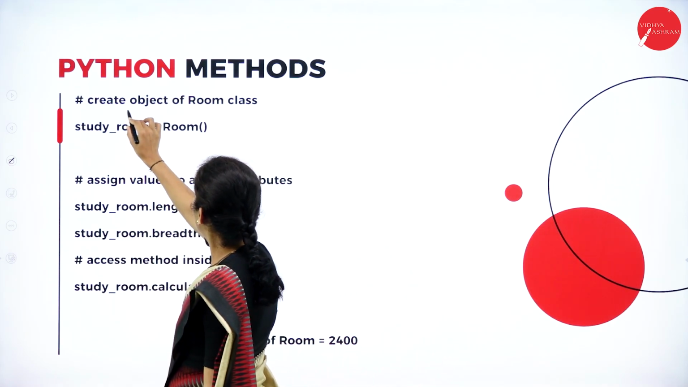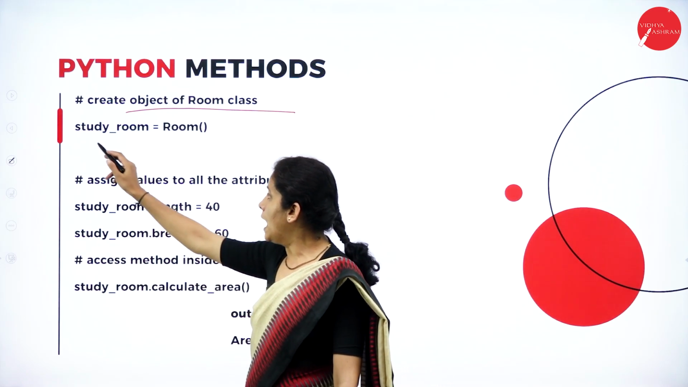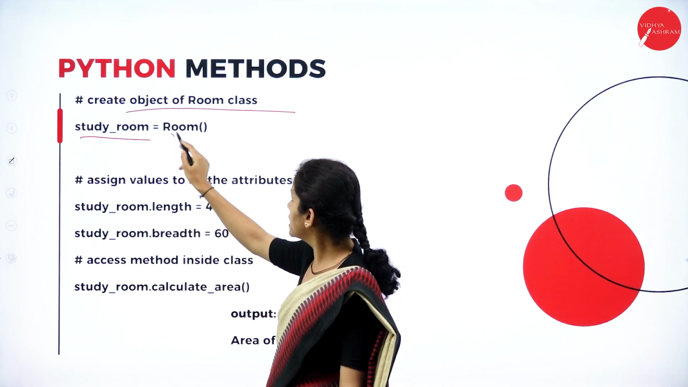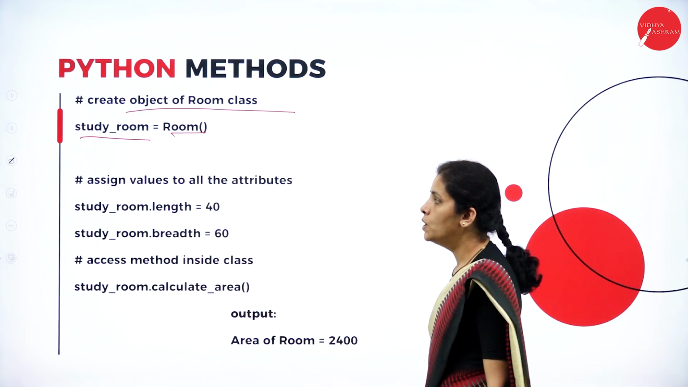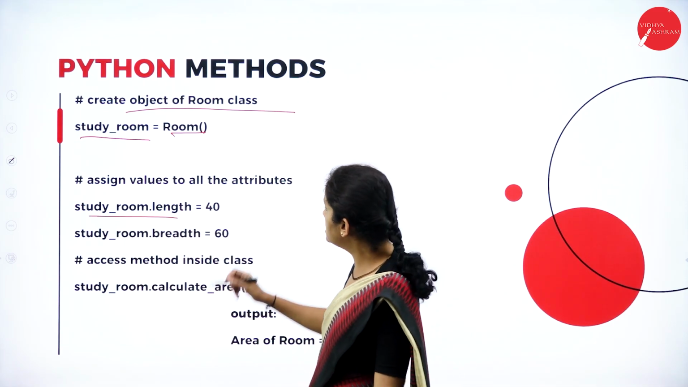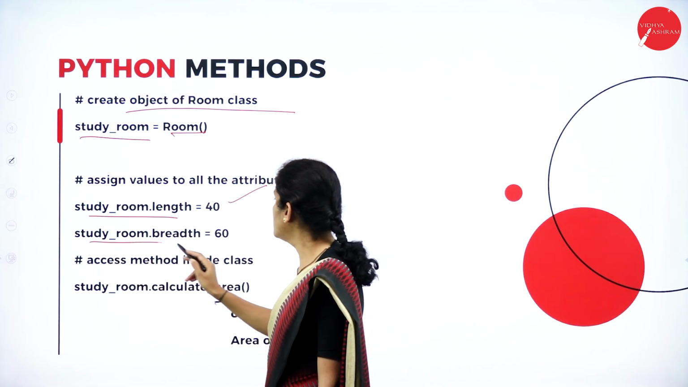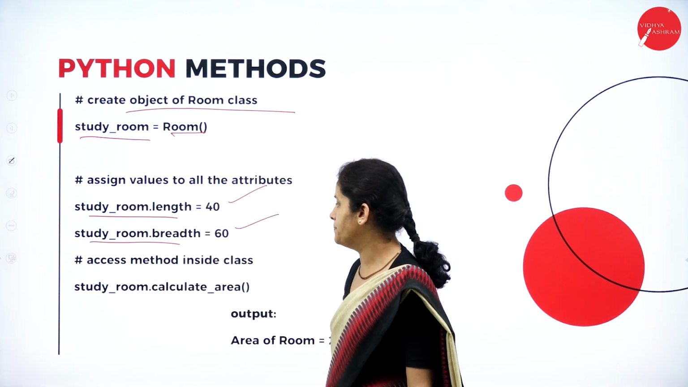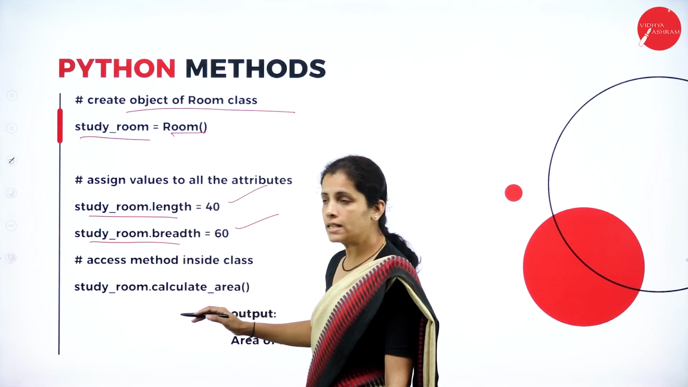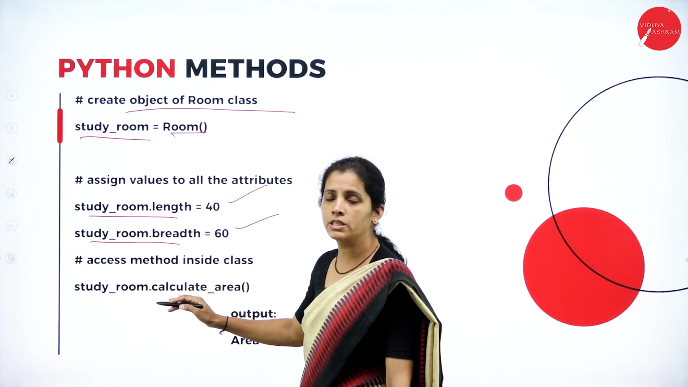Okay, fine. Now, if I want to create the object, for example, I am creating the object named study room, and what is my class name? Room. Okay, fine. Now see here, I am assigning the length. What is the length of the room? That is 40. And what is the breadth of the room? That is 60.